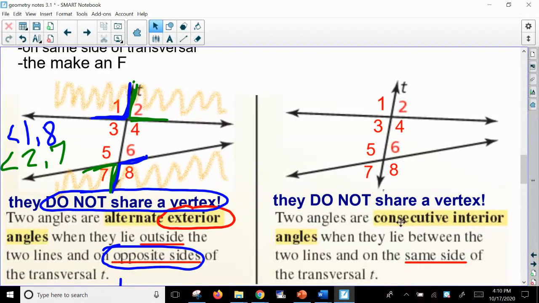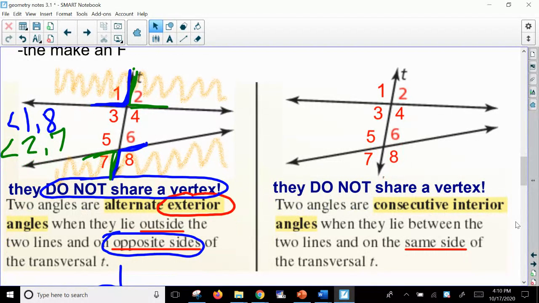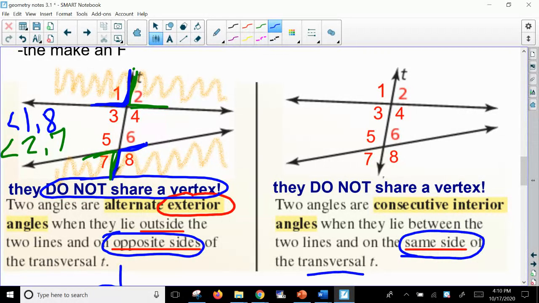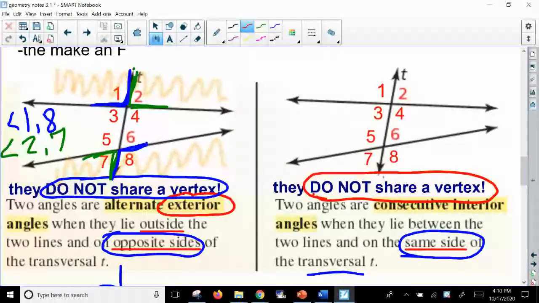Last one are your consecutive interior angles. Consecutive, that means same side. So alternate means they switch sides of the transversal. But consecutive, that means they are on the same side of the transversal. But again, they do not share a vertex. Also, pay attention to the word interior. So they got to be on the interior of the two lines. So again, we're looking in this region right here.